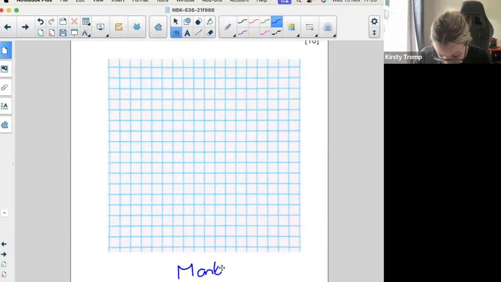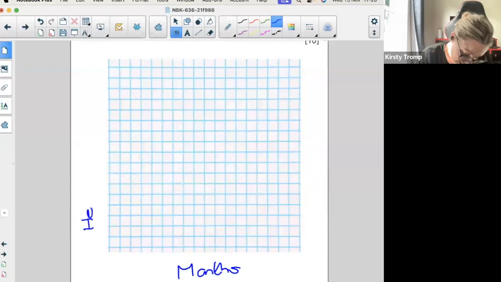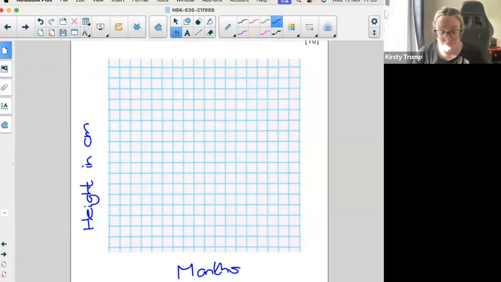Months. And on the y-axis, I'm going to have my heights in centimeters. So I've got my months and I've got my height in centimeters.